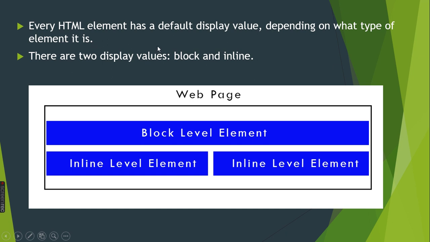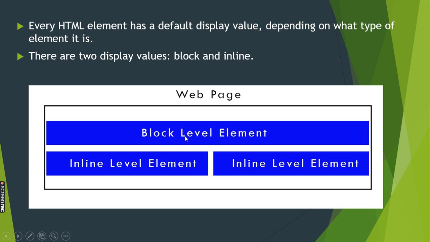Friends, block level elements capture the complete horizontal width of any element. For example, this is my web page and I have added a block level element. It may be anyone, A, B, C, X, Y, Z. So we have certain elements which are block level and certain elements which are inline level. I will show you that, but now just see how it works.